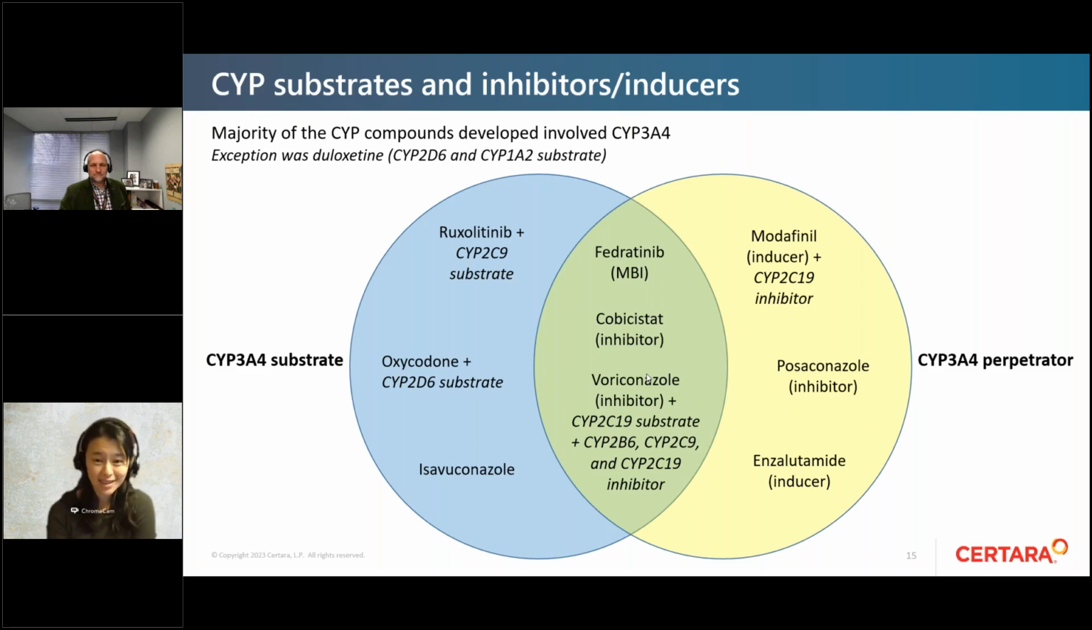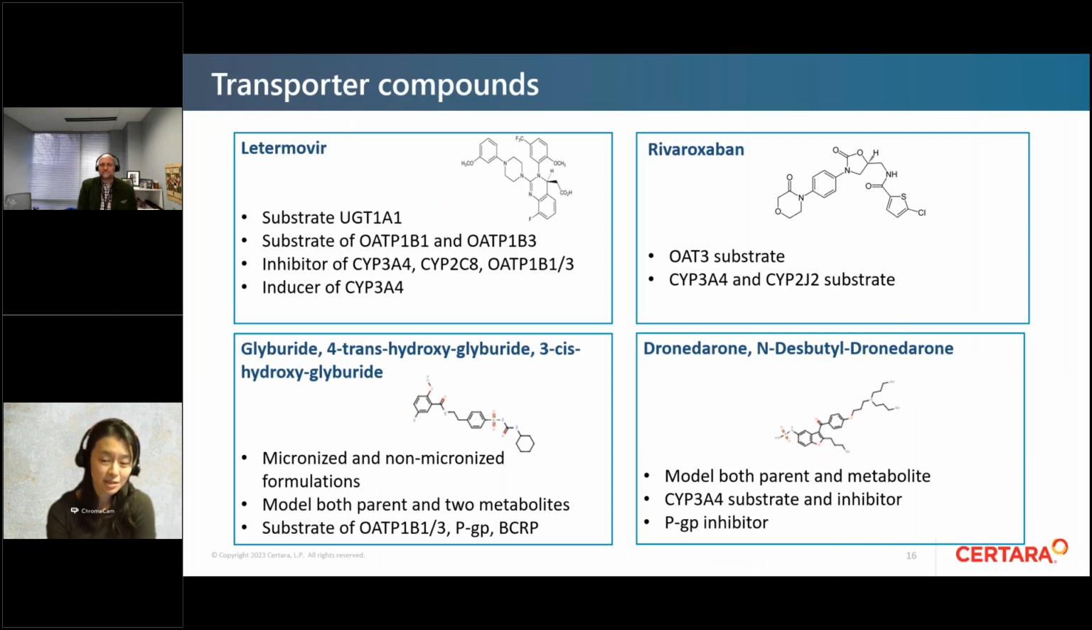If you go to the next slide, we can then go over the transporters. So as I mentioned before, we developed 4 transporters for V22. As you can see, these compounds are certainly far more complex. While they were developed to study transporter activity and drug-drug interactions, you can see there's a significant CYP component for each of these as well. And in the case of dronedarone, it's also being developed as a PGP inhibitor.